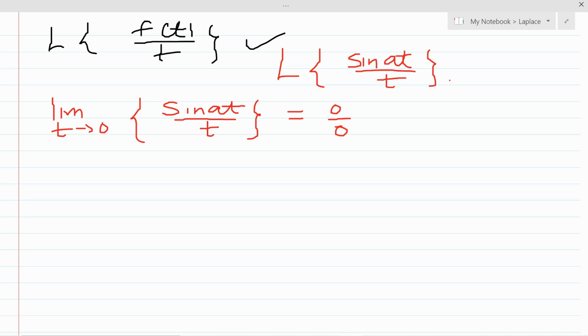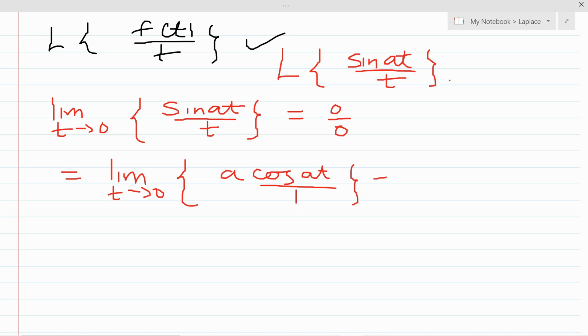So this whole thing is equal to the limit as t approaches 0 of the derivative of the top one. That will give us what? A cos of at, all over 1. Putting 0 in, cos 0 is 1, so it will be A times 1 over 1, which will give us A. So this limit exists, right?